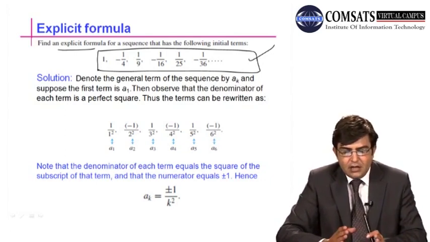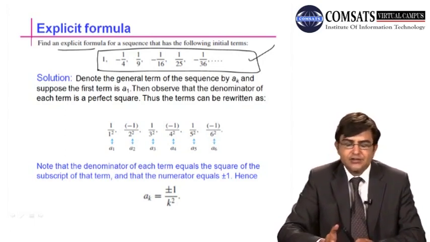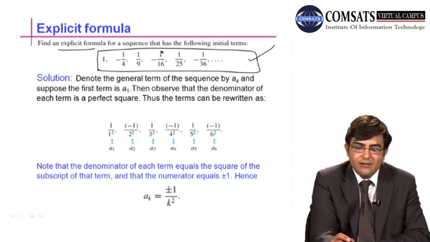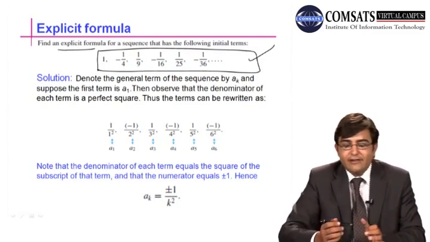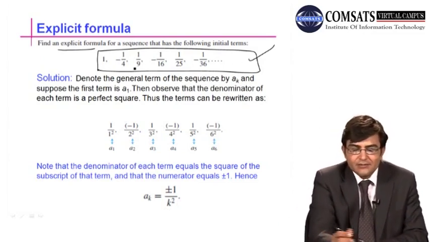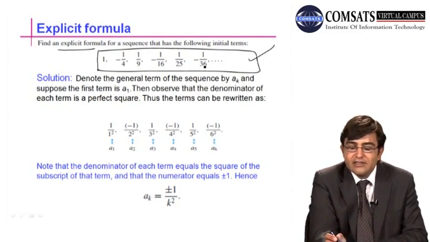First you investigate how the next terms of the sequence are obtained using previous terms. Now here we have 1, here we have minus 1 by 4, here we have 1 by 9, here we have minus 1 by 16. So how can we find the general term? We observe what is happening in the next terms. Here we have 1 by 1, for example, here we have minus 1 by 4, 1 by 9, 1 by 16, 1 by 25, 1 by 36.